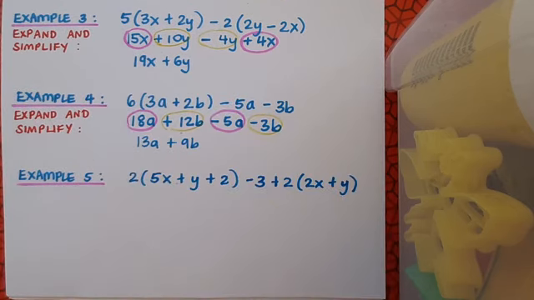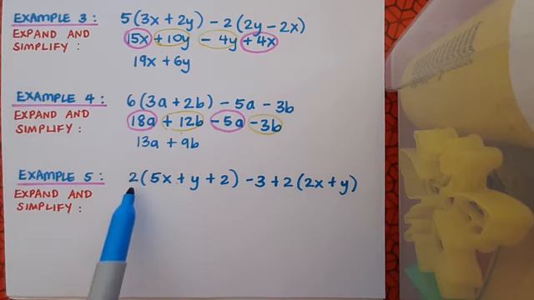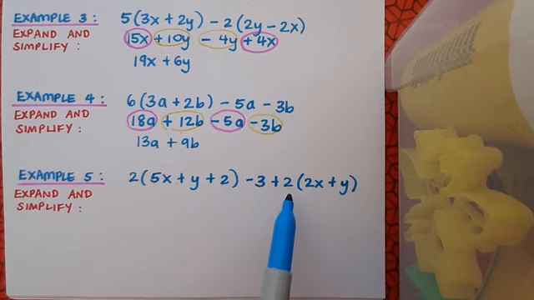Here's example 5. Again, example 5 looks a little bit different compared to my first couple of examples. So my instruction is still going to be expand and simplify. And I can see that I have two sets of brackets that I'm going to need to multiply out. But before I begin to do that, let's just quickly read through the expressions so that we can get all the detail. So the 2 here is clearly multiplying by this bracket. Then we have this minus 3 plus 2, and then we have this bracket here at the end.